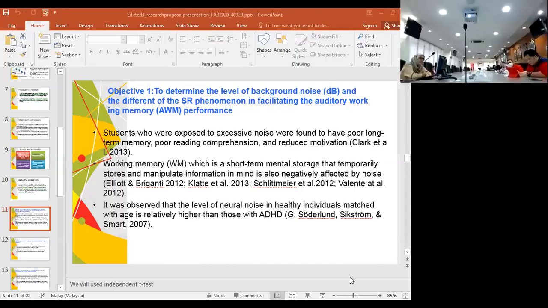Okay, Doktor. For this, sebab kita akan guna independent test lah. Objektif pertama apa? Independent test? Okay, so to determine the level of background noise, I'm going to use the independent test lah for this.